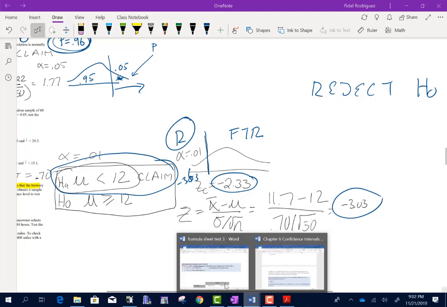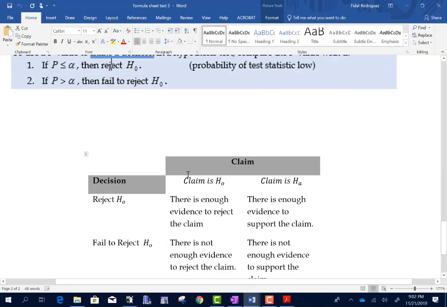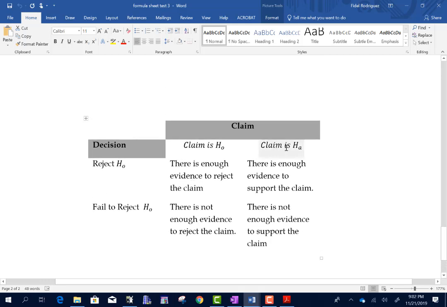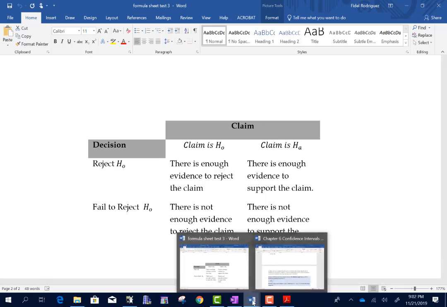So if I come back to that formula sheet, here we go. My claim is my HA and we're rejecting it. Aren't we going to say there is enough evidence to support the claim? Okay, is that what I wrote in the answer? Boom, there we go. Apparently I did it right that day.